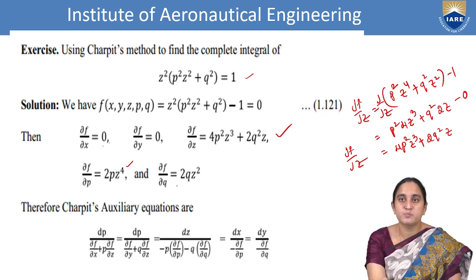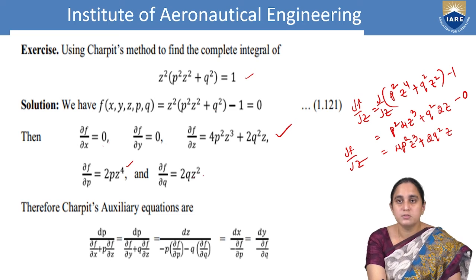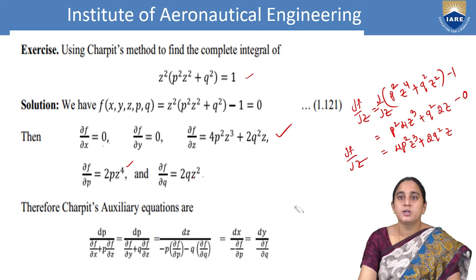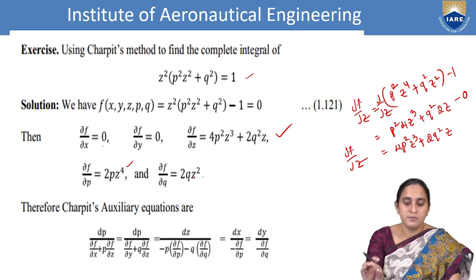And what about with respect to q? That is 2q into z square. Okay, directly I'm writing here, q square differentiation is 2q, already here z square, that is 2q z square. Therefore, dou f by dou q is equal to 2q z square. Therefore, now substitute each and every value in the Charpit's auxiliary equation.